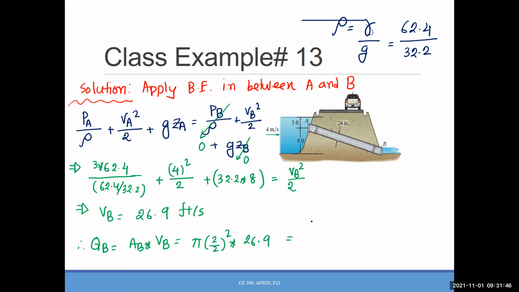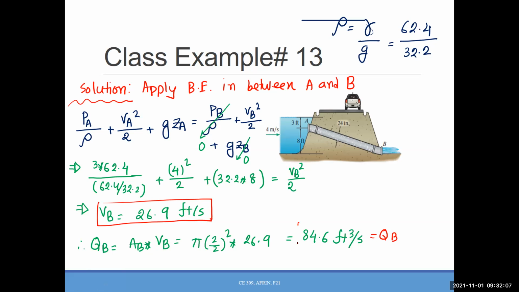84 or something? 84.6. Okay, and the unit should be feet cubed per second, right? Okay, so the Bernoulli's equation is kind of that much straightforward also.